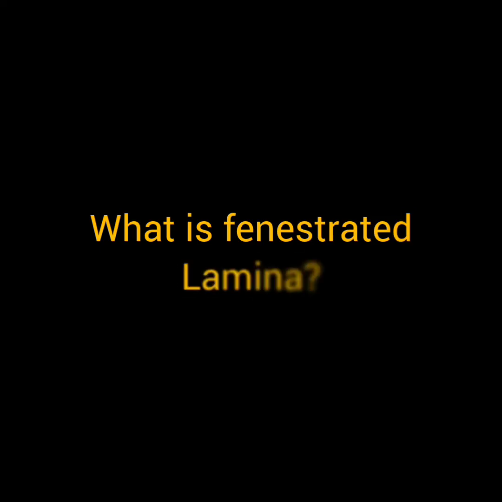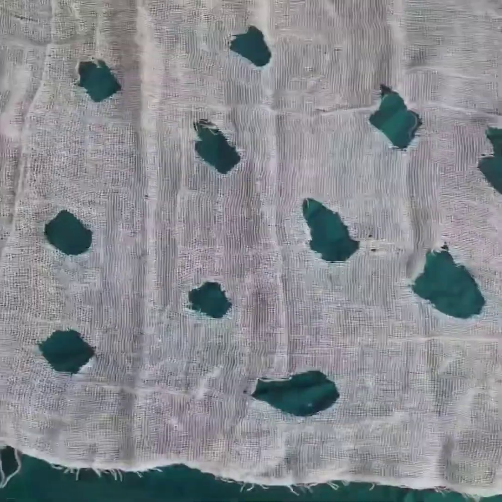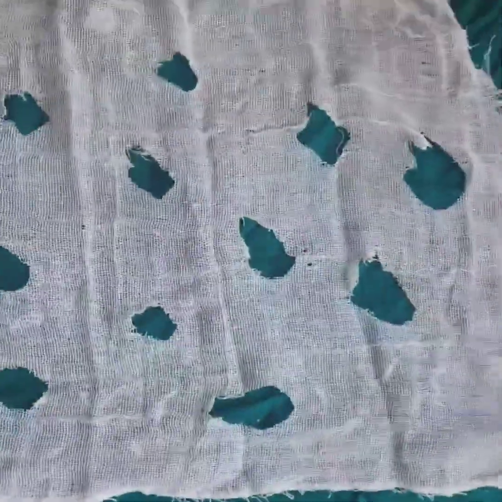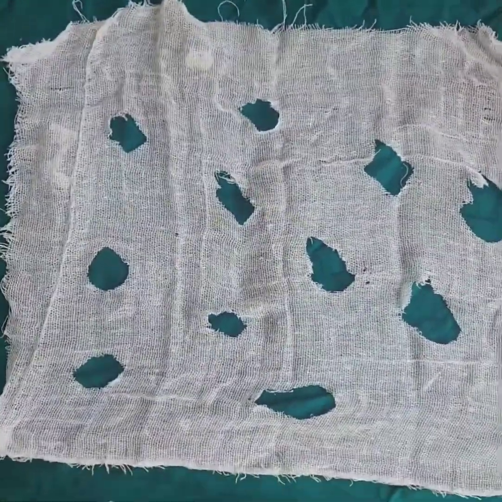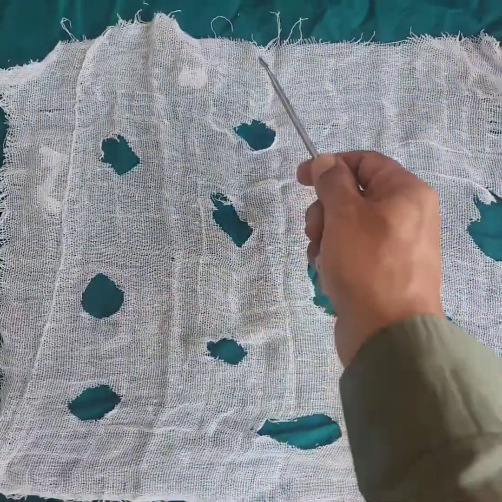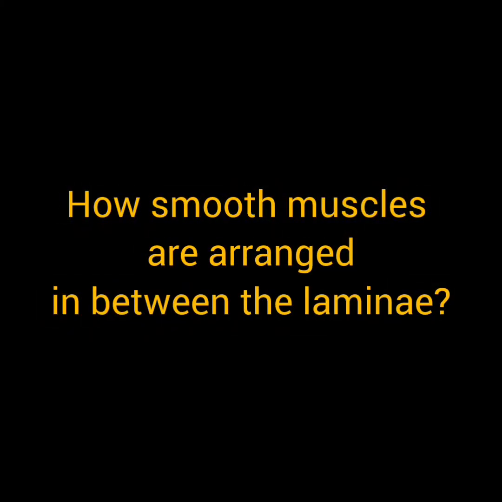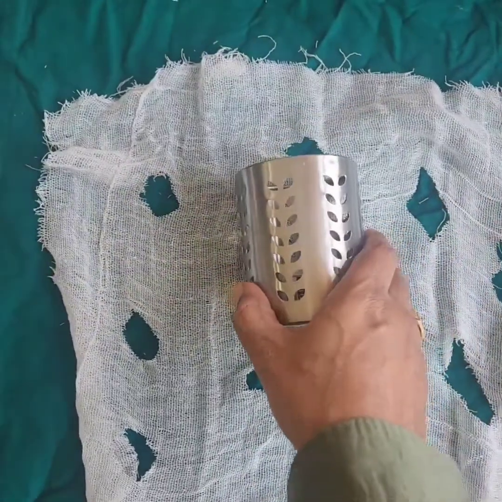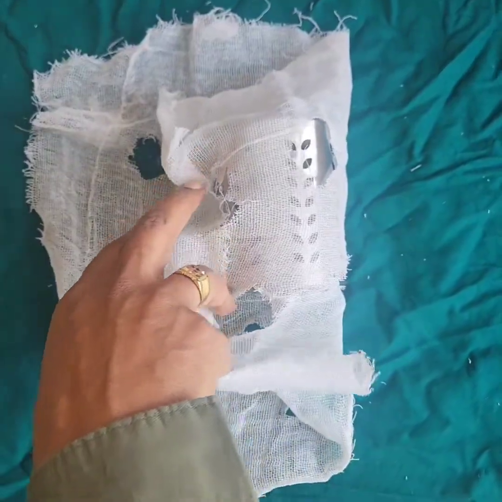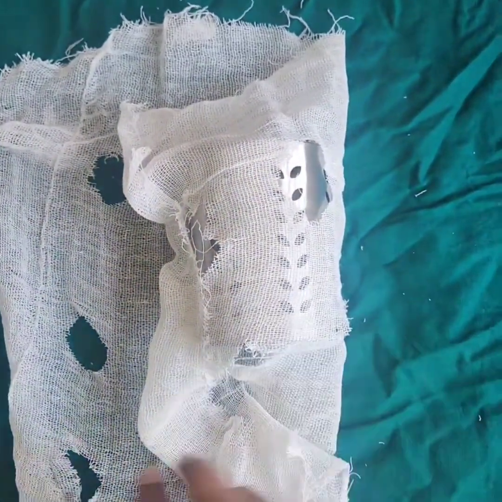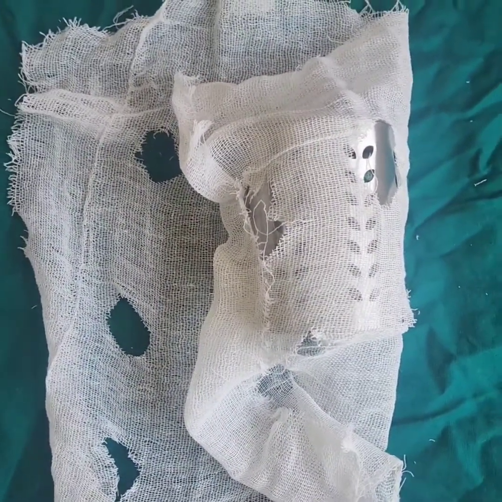What is fenestrated lamina? This is how elastic lamina is fenestrated. So many such fenestrated elastic laminae are present in the wall of elastic artery. When we take a cross section through the fenestrated laminae, the sheet, the elastic laminae, appears discontinued. How are smooth muscles arranged in between the laminae? If this is the vessel wall and we are constructing the media of elastic artery, this is how elastic lamina covers, and next some smooth muscles will lie here, and then one more layer of elastic lamina. Like that, there are many elastic laminae.